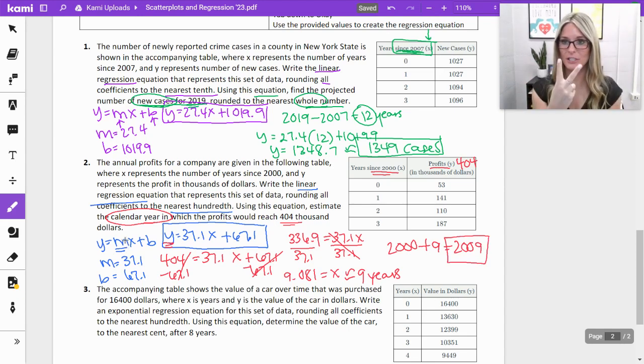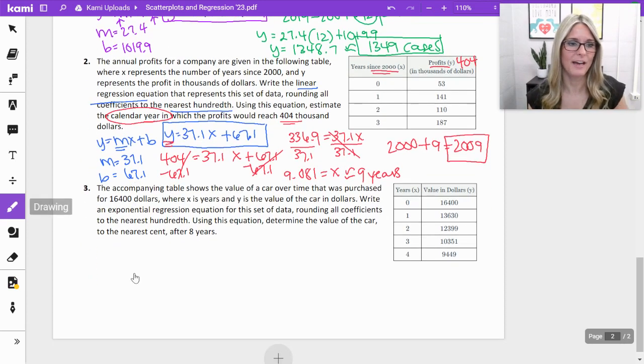So two questions going on here: writing our linear regression, rounding properly, and then following it up with making an estimate based on that equation and making sure we're rounding correctly or answering the question correctly. Last example you have for you on your notes here. Let's look at number 3.